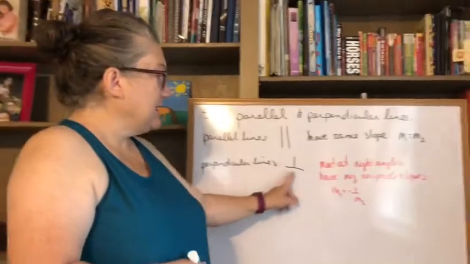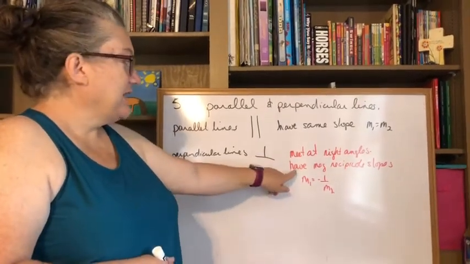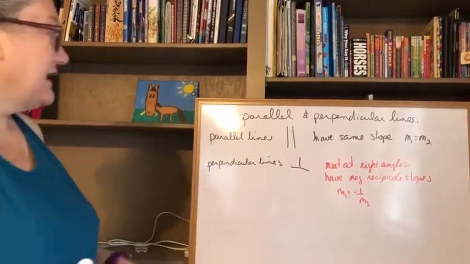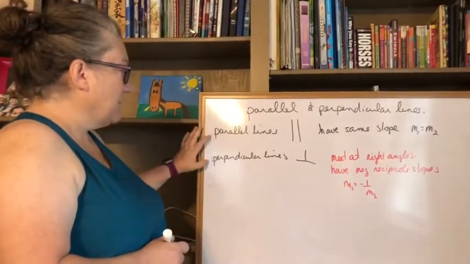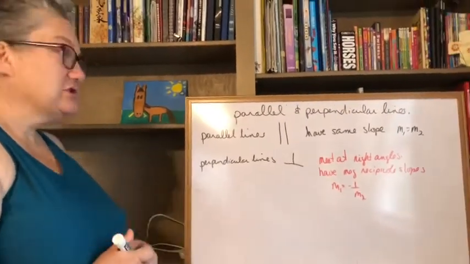Perpendicular lines meet at right angles. Think of a T. They have negative reciprocal slopes: m1 equals negative 1 over m2. Now, how we determine if lines are parallel, perpendicular, or neither is by their slopes. So I need to find their slope first.